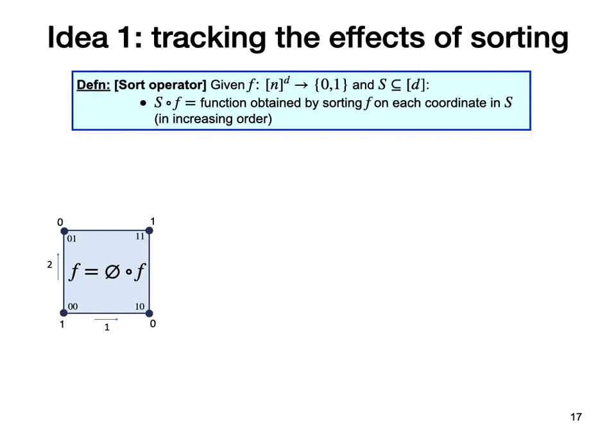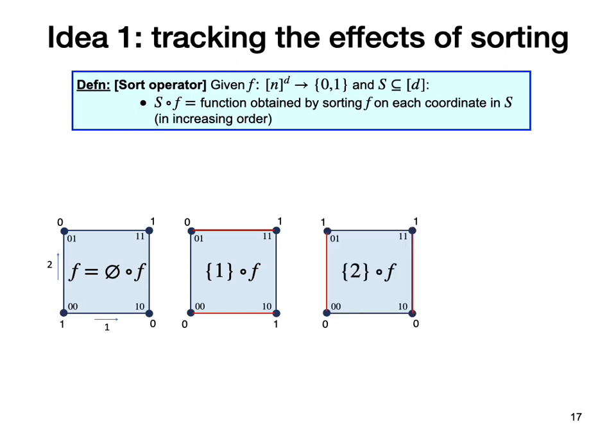For instance, here is a function on the two-dimensional cube, and applying the sort operator with respect to the empty set does nothing. Applying the sort operator with respect to the first coordinate sorts the values of the function along that coordinate. So for instance, along the lower edge, the values swap. Applying the sort operator along the second coordinate does the same thing, but along the vertical dimension. And now applying the sort operator on both coordinates, we first sort according to the first coordinate, and then we sort according to the second coordinate.